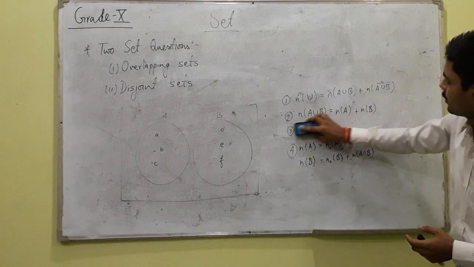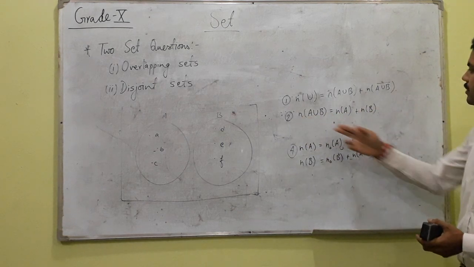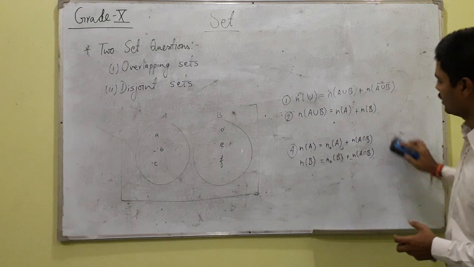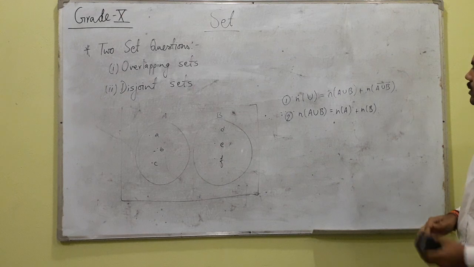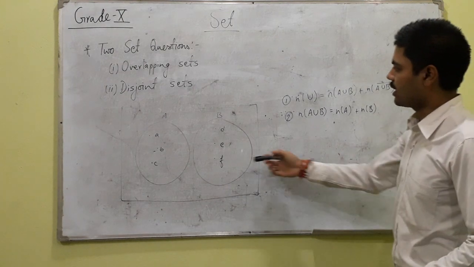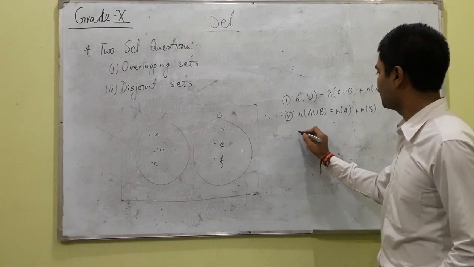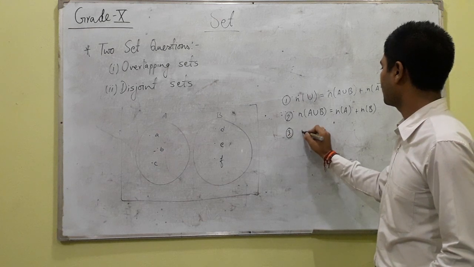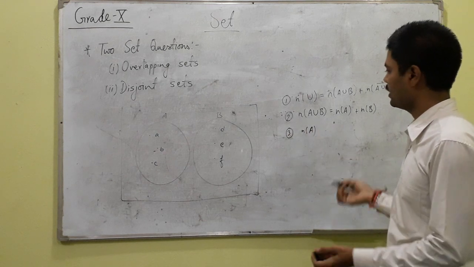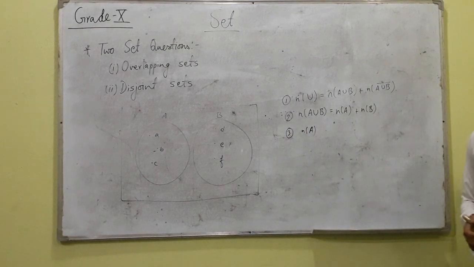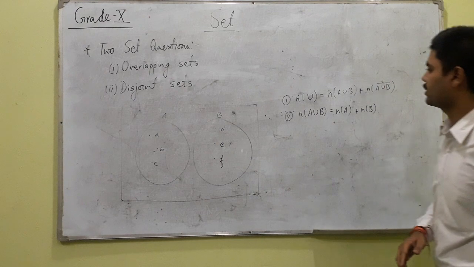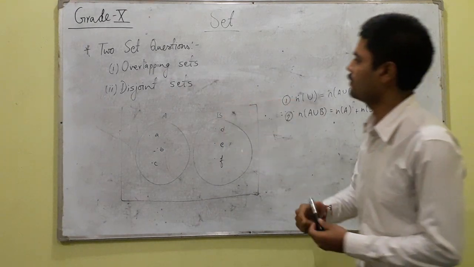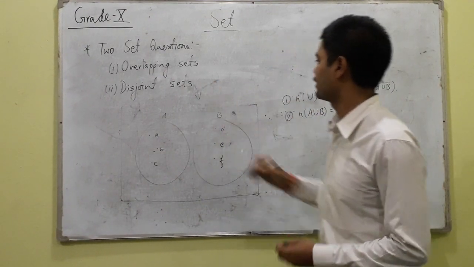So you can drop this formula directly and just remember only one formula, and there is no intersection also. So there is no chance to get an intersection here. Simply number 3: if you say the total number of elements of A, then just A. You don't have to subtract, you don't have to add the intersection points. So there are just two formulas for the case of disjoint sets.